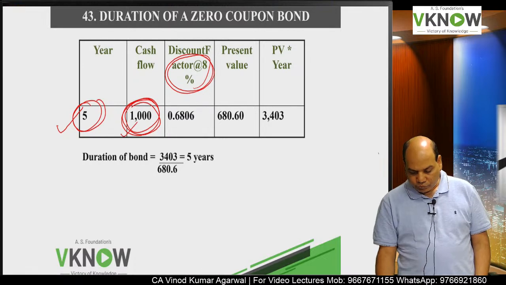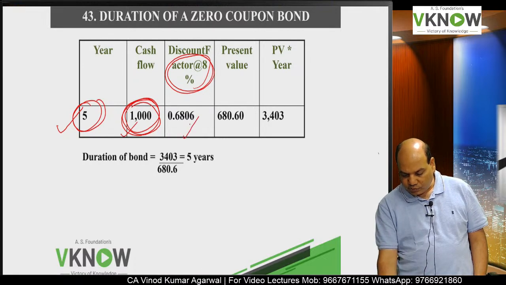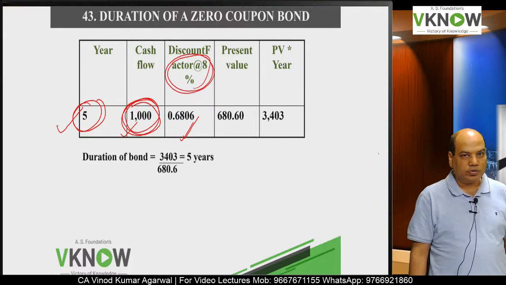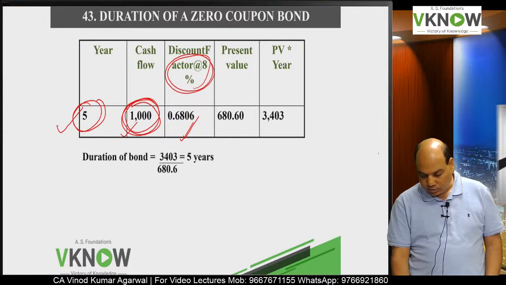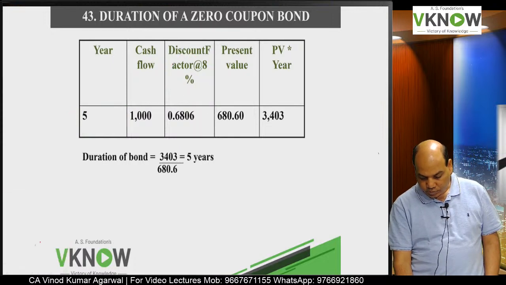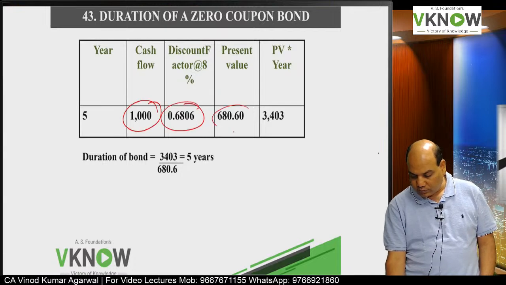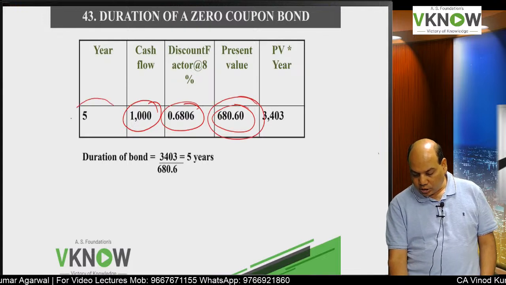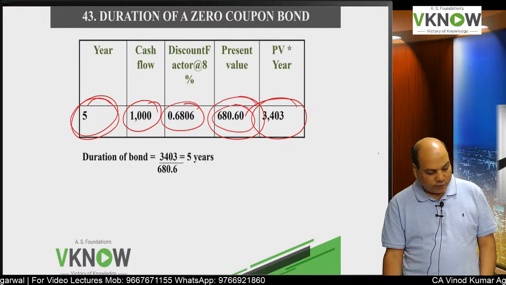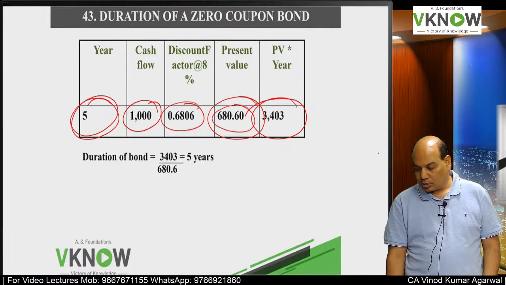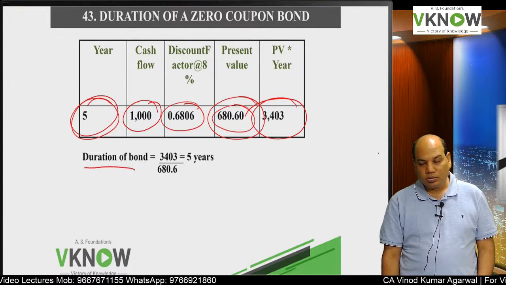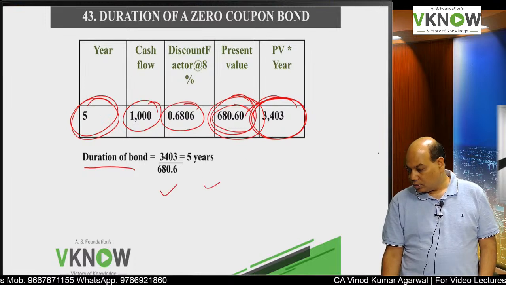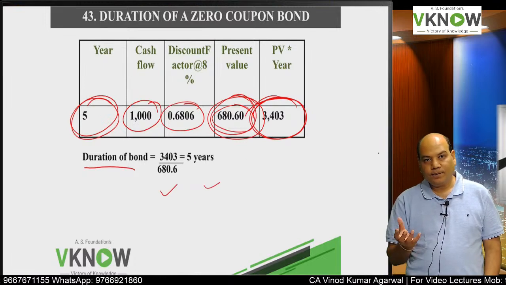So what you will do: 5-year, 1000 rupees, PV factor 0.6806. Multiply the cash flow into the PV factor, you get the present value. Then multiply present value into year, you will get 3403. Then compute the duration of the bond: 3403 divided by 680.60. Amazing. Your answer is 5 years.